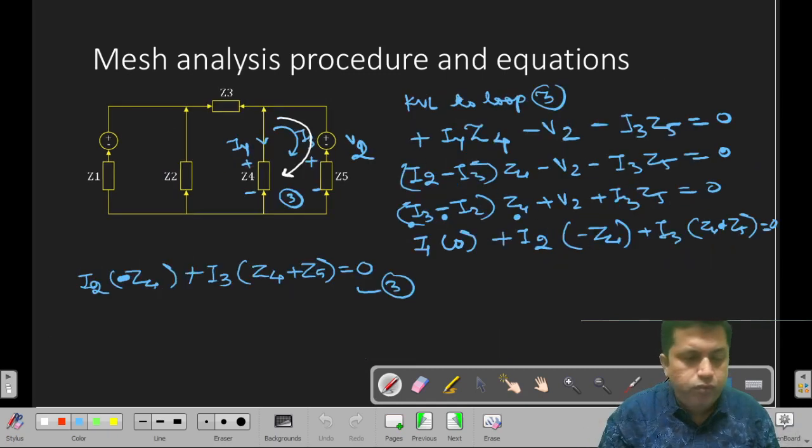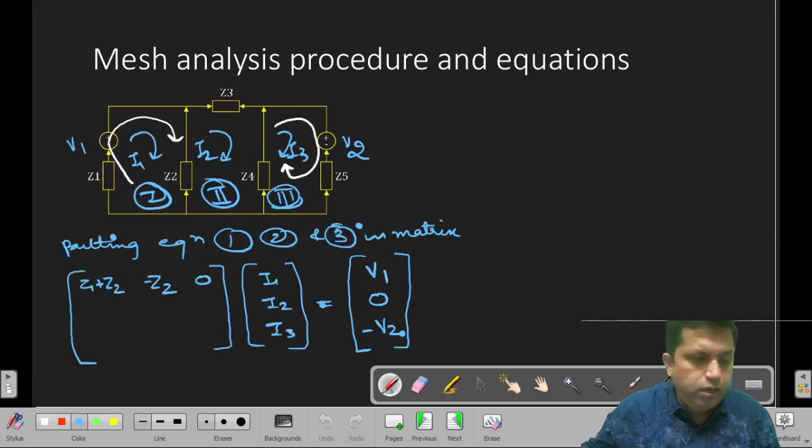Minus Z4. So I will write down, I1 term is minus Z2, I2 term is Z2 plus Z3 plus Z4, and this is minus Z4. Okay, similarly what about equation number 3?